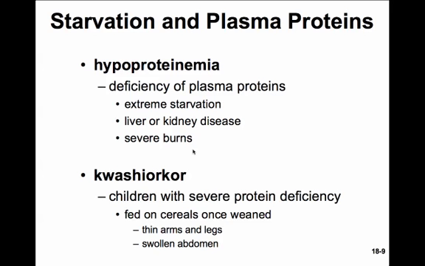There are several conditions that lead to hypoproteinemia, which is a deficiency of plasma blood protein. It can occur from extreme starvation or dietary protein deficiency, sometimes from liver diseases or kidney diseases that interfere with protein synthesis or result in protein loss through the urine. Severe burns can sometimes result in hypoproteinemia, loss of proteins through the body surfaces.